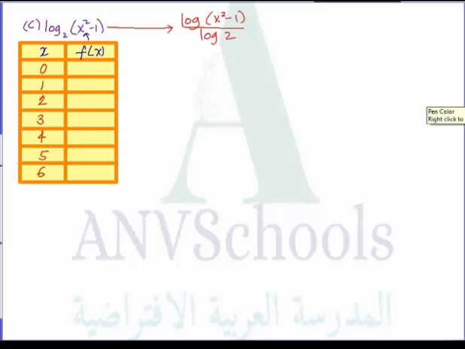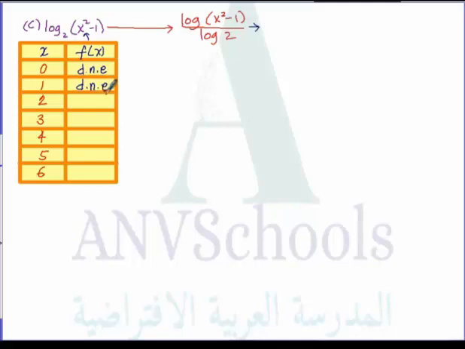So when my x is equal to 0, we just substitute the value here. When x is equal to 0, that gives us log of x squared minus 1, so 0 minus 1, so log of negative 1, which of course does not exist. So this is DNE, and divided by log 2 still does not exist. So when x is equal to 1, that gives us log of 0, which still does not exist.